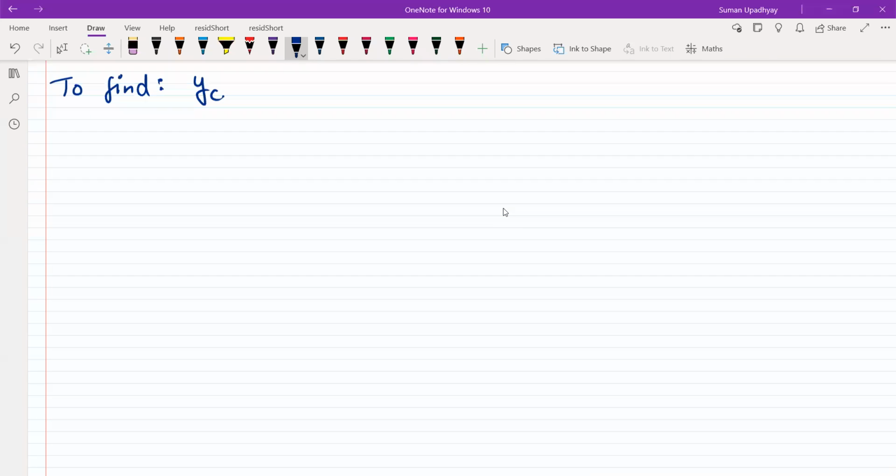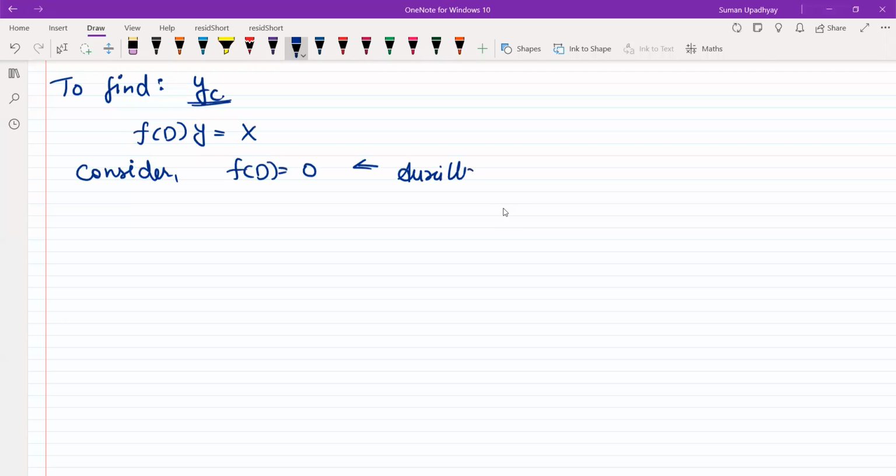Okay, now to find out yc. So what did I tell you that form क्या रहता? What is the form? It is f of d y is equals to 0. F of d y equals to capital X, where capital X is what? Function of x. Now to get yc, what you have to do? You have to consider this equation. You have to consider f of d equals to 0. ये equation हो गया कि नहीं? Equal to sign आया तो equation हो जाता है. ठीक है, तो this is f of d equals to 0. This is called as the auxiliary equation. इसे कहते हैं auxiliary equation.